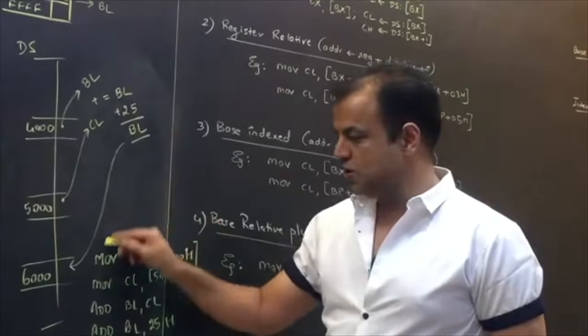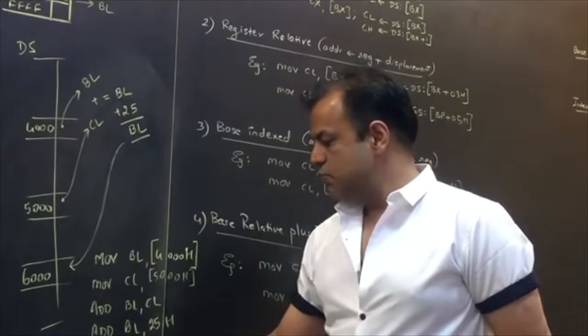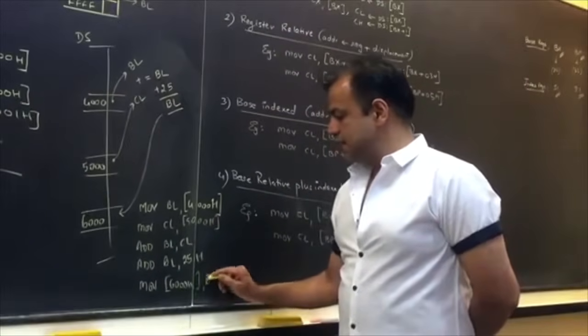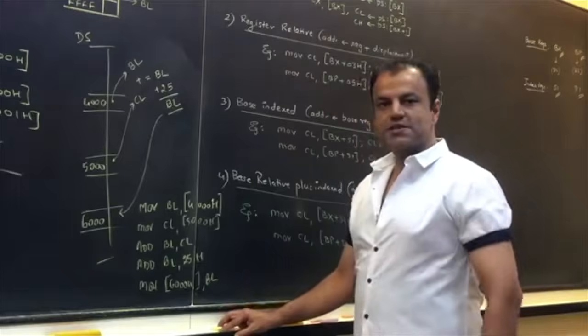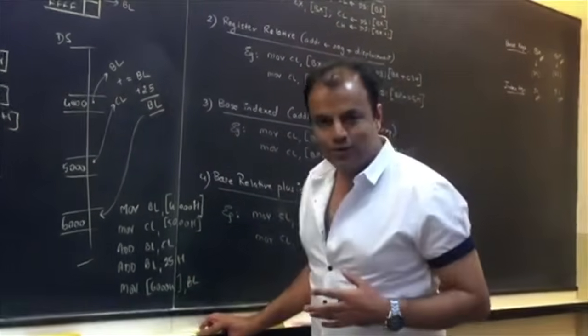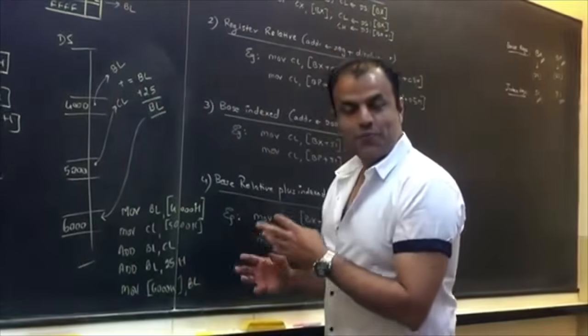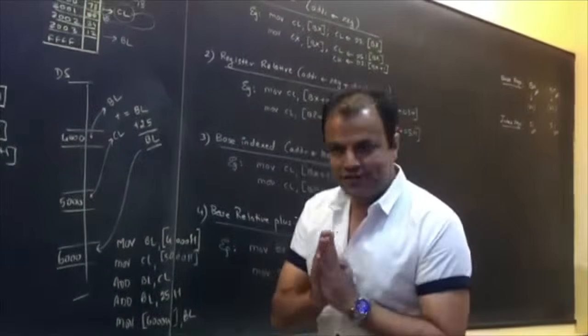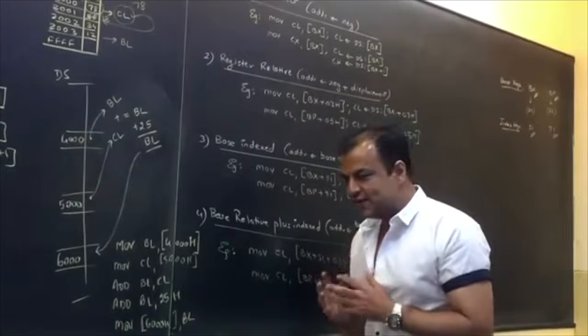Last point, store the result at 6000. Move square bracket 6000 comma BL. Now BL will be stored at location 6000. What did I do right now? I just gave you a situation where you needed to use every addressing mode that I have taught you so far. If you understand, please answer which addressing mode is which one.